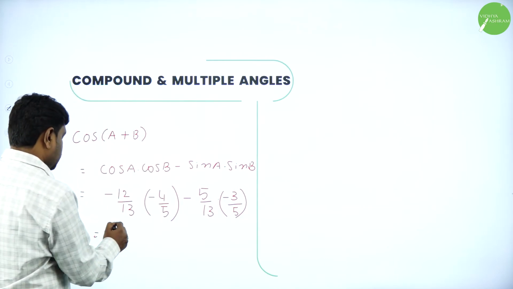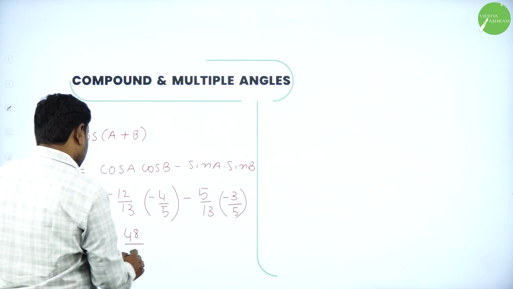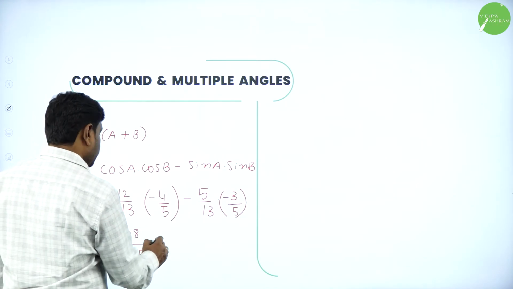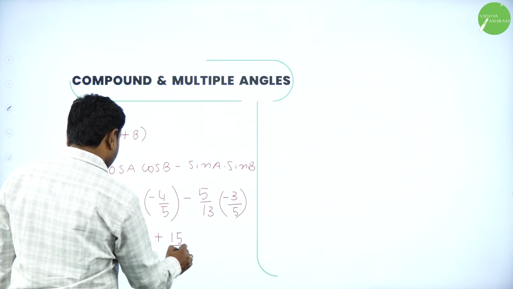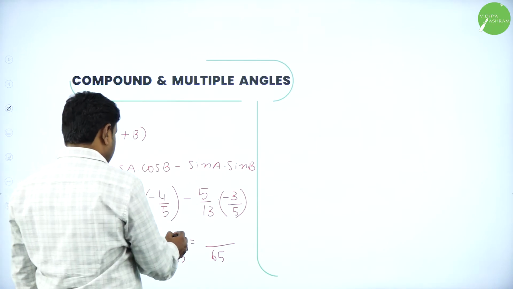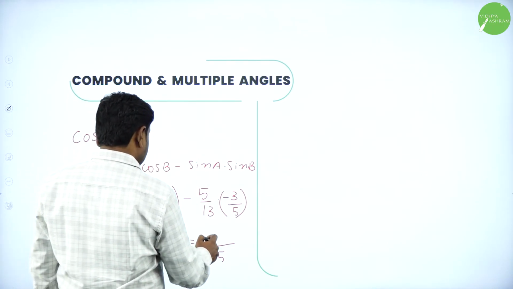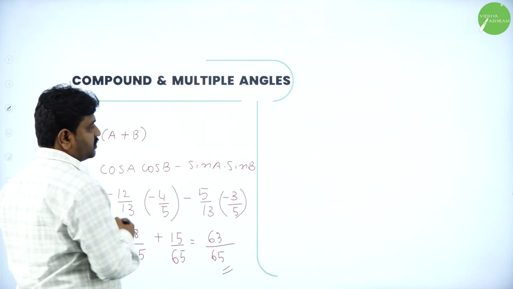Now minus into minus is plus, 12 times 4 is 48, and 13 times 5 is 65. Minus into minus is plus, 5 times 3 is 15, divided by 65. So the LCM is 65. So 48 plus 10 is 58, 58 plus 5 is 63 by 65. You got cos of A plus B.